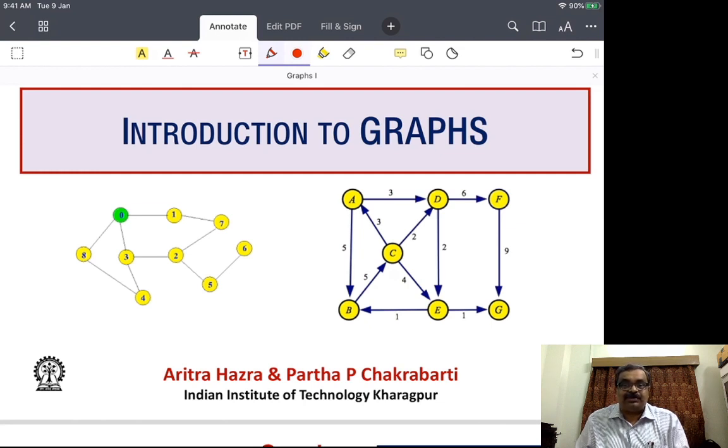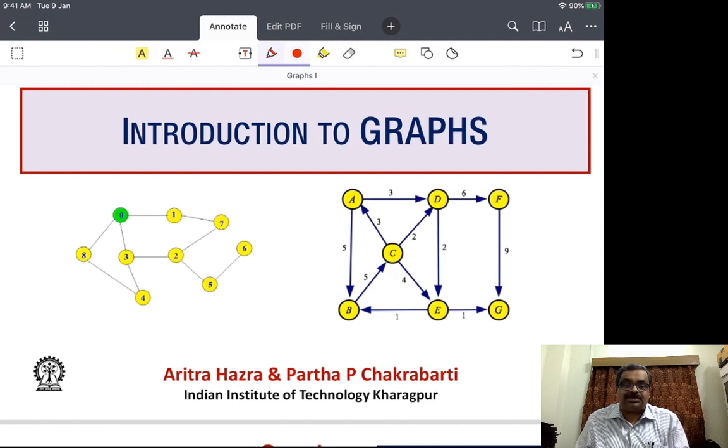Till now we have done trees and binary search trees, hash tables and other data structures. We now move on to one of the most important data structures in computer science, which has got widespread applications, and that is called graphs.